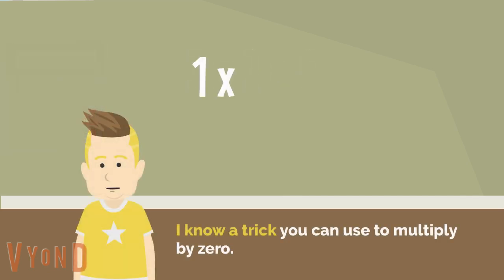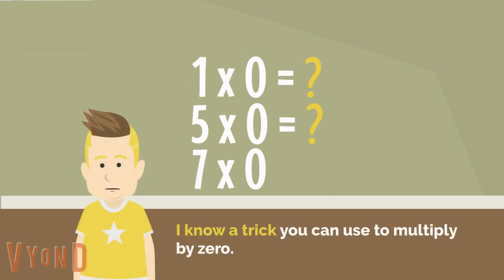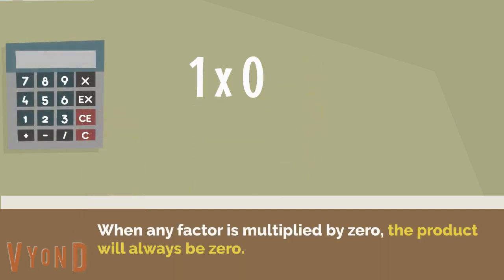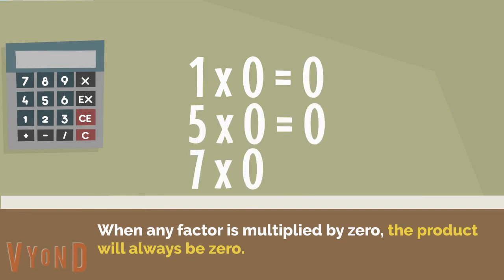Let's look at how to multiply by 0. I promise, this will be easy. You can even find the product without using a pencil and paper. Here's what you should know about 0. When you multiply something by 0, your answer will always be 0.